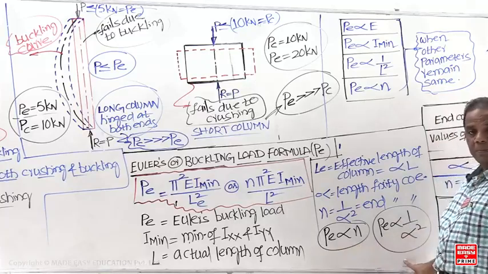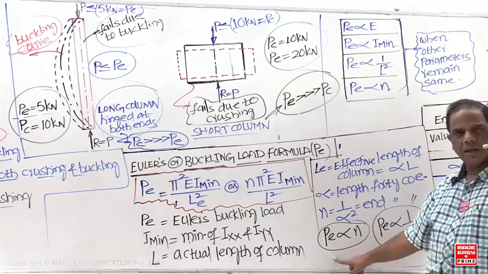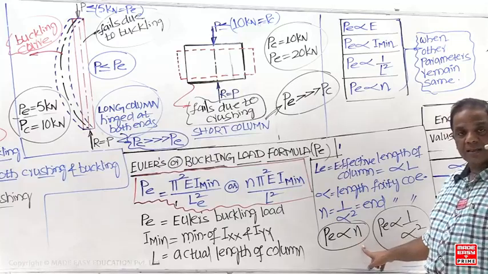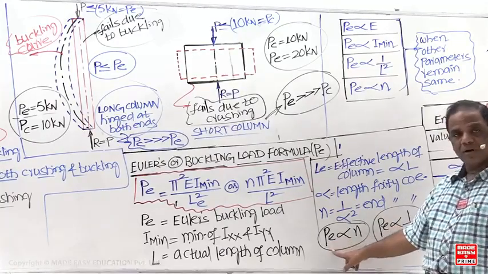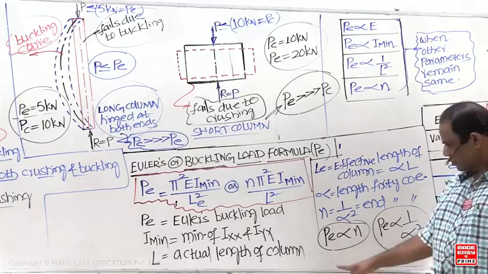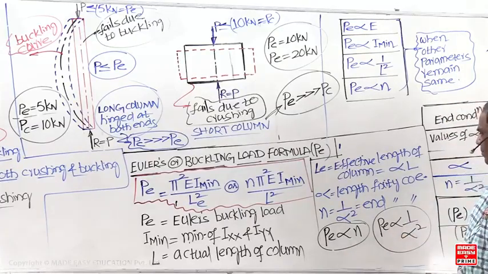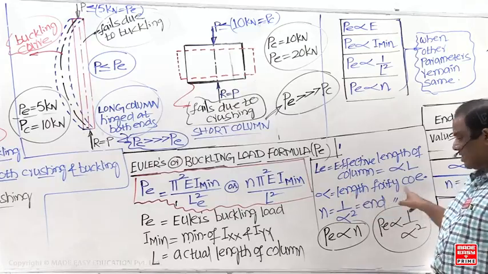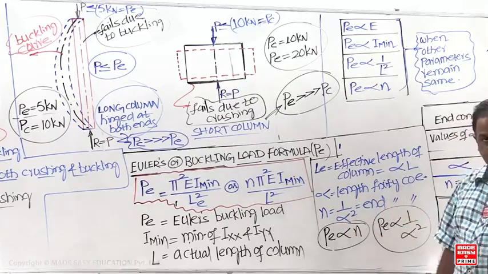For comparison purposes, which one is better? N is better. A higher value of n means one end condition with n two times the other end condition is automatically two times stronger. But this is inversely proportional to alpha square. So alpha is called the length fixity coefficient, and n is 1 by alpha square. Any one you can remember now.